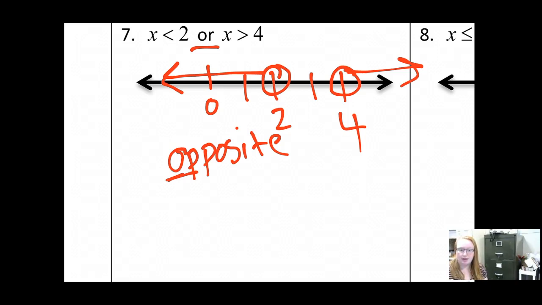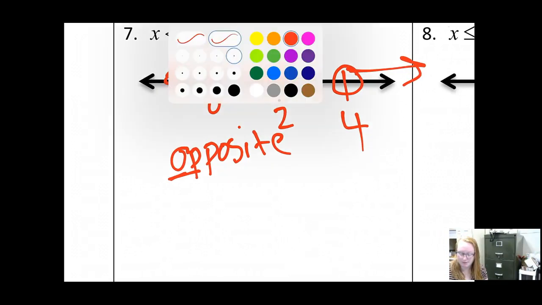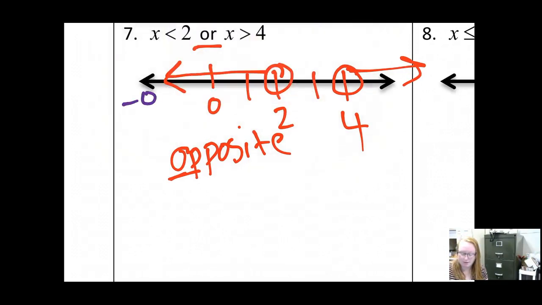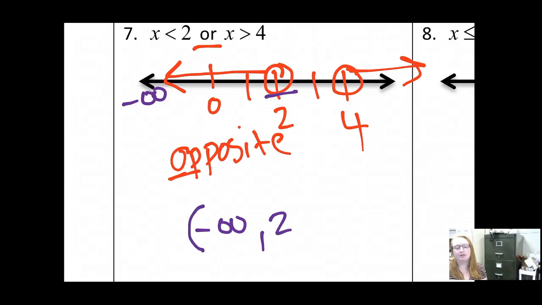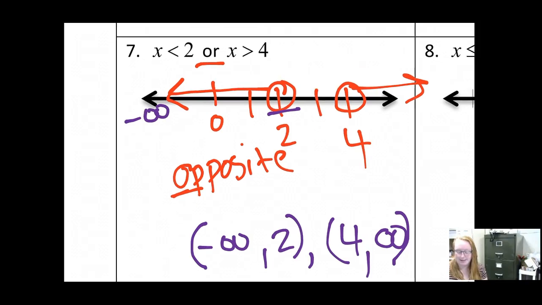I'm going to do the interval notation for those 2. So this one goes from -infinity, as I read from left to right, to +2. The -infinity always gets a parenthesis. The +2 gets a parenthesis because it's not equal. The 4 gets a parenthesis because it's not equal, and the infinity gets a parenthesis because it's infinity. It always gets a parenthesis. Okay.